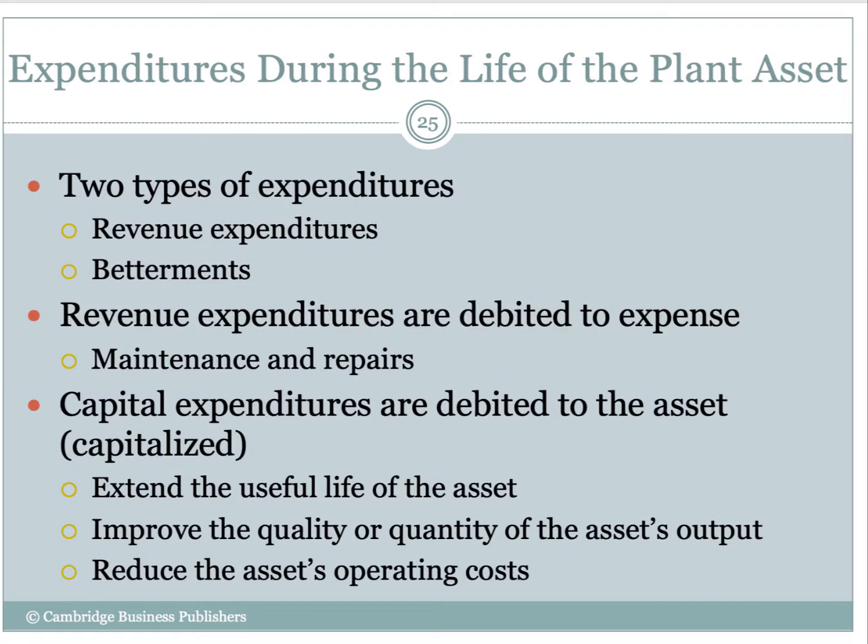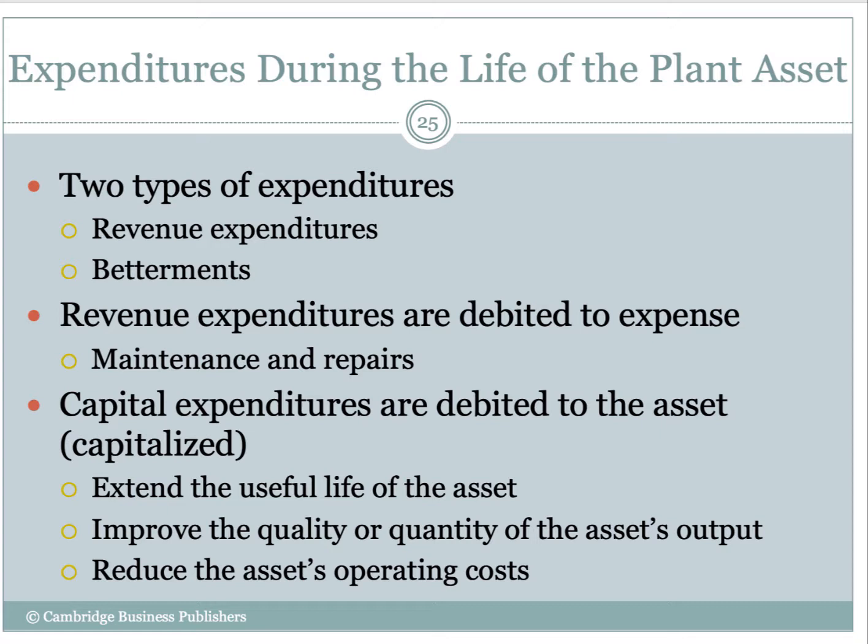Sorry about that. Okay, so the two types of expenditures we need to look at are revenue expenditures and betterment expenditures. Okay, so when we're talking about betterment, really we're talking about capital expenditures. Okay, so betterment is something that we do to the machine, or a repair that we make to the machine that actually extends the useful life of that asset.